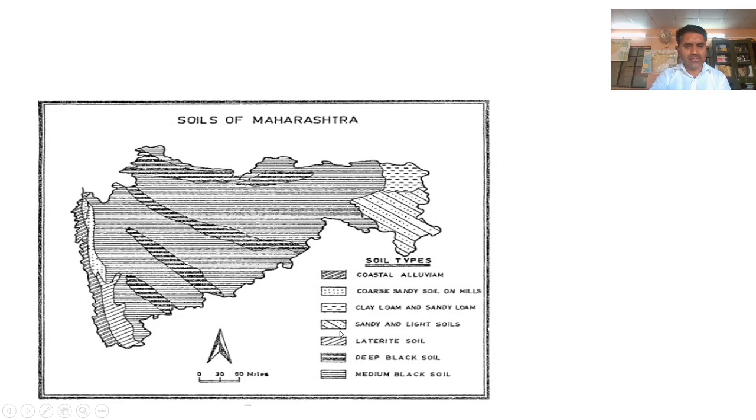Sandy and light soils. This type of soil, sandy and loamy soil, is over here. Laterite soil. These cross lines again here in the Kolhapur district. There is a sandy and light soils. Next, this one is a laterite soil. Next one is deep black soil. These patches, likewise, these dotted dark lines, horizontal lines, are showing the deep black soils and medium black soil. The remaining part is showing medium black soil. According to the color of the soil, there are again types: deep black soil and medium black soil.